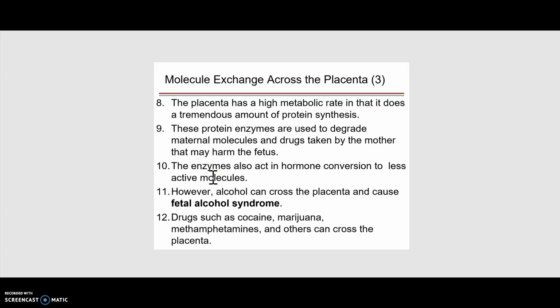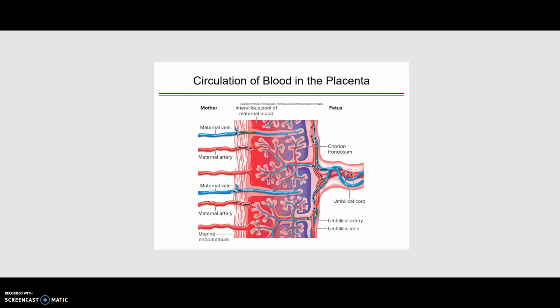The placenta also acts in hormone conversion. Now, some things can cross the placenta. Well, we already talked about Rh incompatibility, but other things, alcohol, lipid, can cross, which can give fetal alcohol syndrome. And certain drugs like these here, cocaine, marijuana, and so forth, can also cross. All right, let's look here a little further.